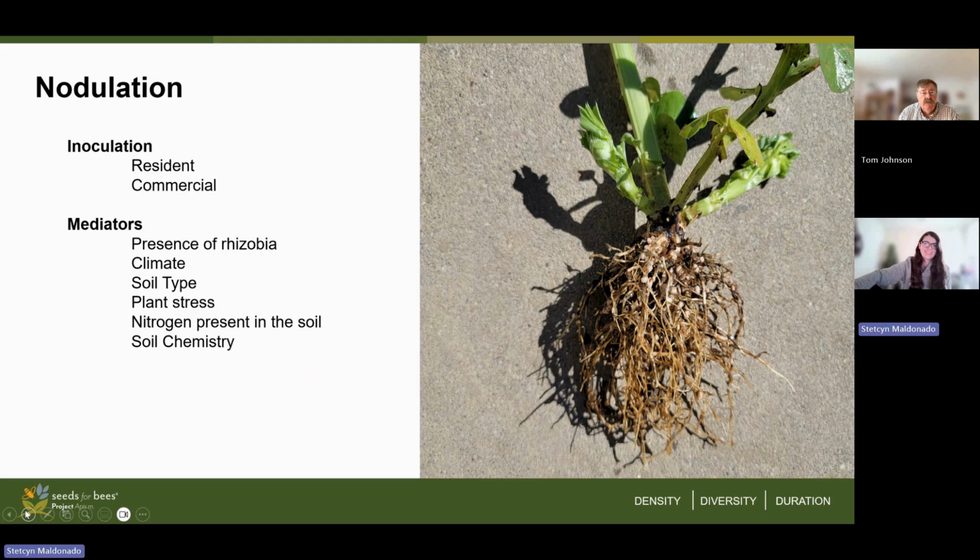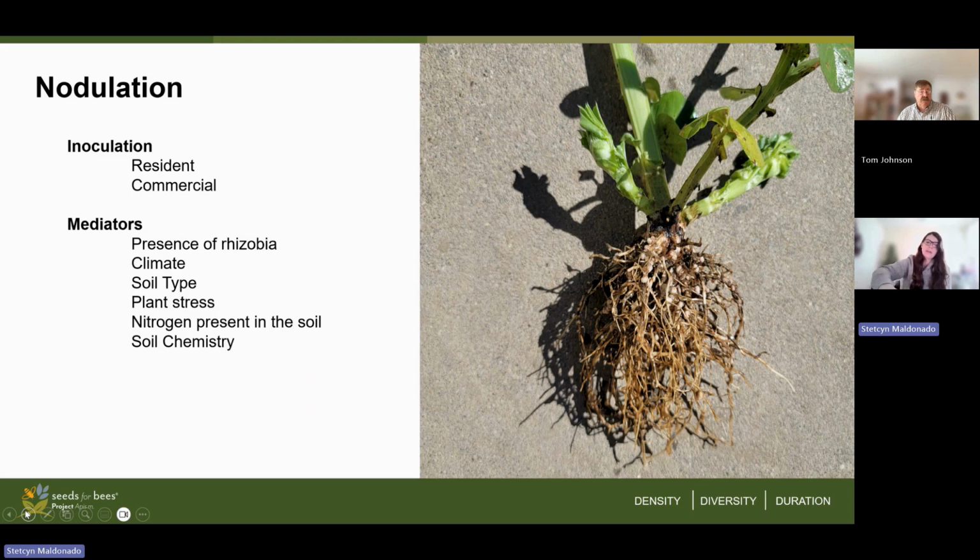Yes, all very good points. And there's a number of mediators that will affect the size, the health, and the level of colonization of these plants. First is the presence of the rhizobia, either resident or commercial. Then there's the climate. If it's a stressful climate, the plants are going to struggle to form those nodules, and they'll have less nutrients to provide to those bacteria. There's soil type, which can affect your plant health as well, along with plant stress.